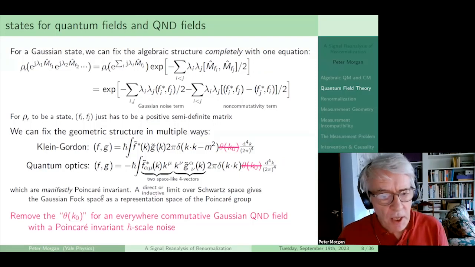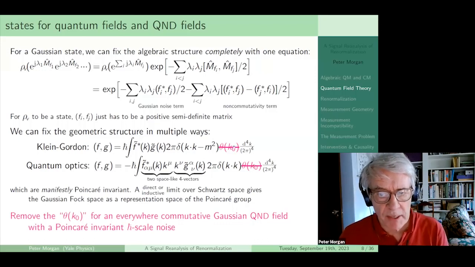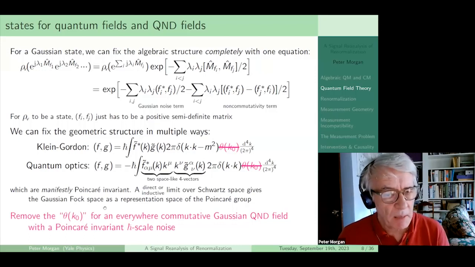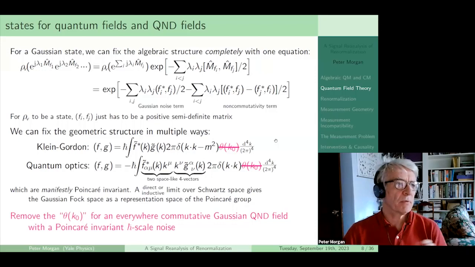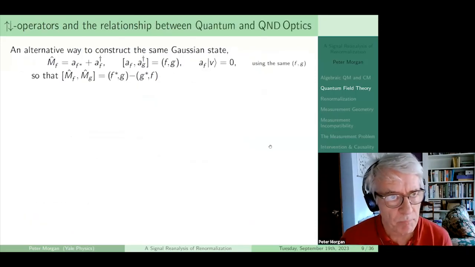But in this construction, all we have to do to obtain a Gaussian quantum non-demolition field is remove the theta of k0 from here so that we have both positive and negative frequencies. This is different from what you'd expect for classical physics because we have h bar instead of kT, and it's Poincare invariant instead of not being Poincare invariant, which would be the case for a thermal state. But nonetheless, this is an everywhere self-commutative field. It's a QND field, as I've been calling it.